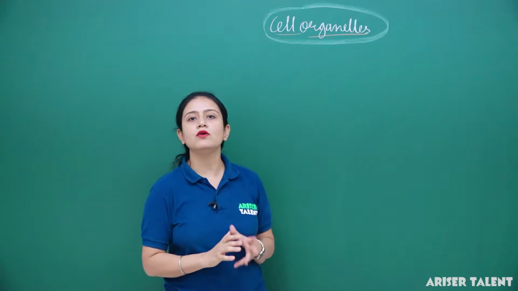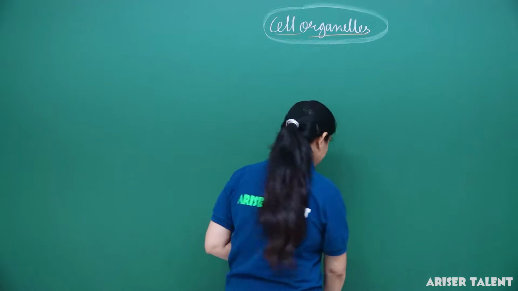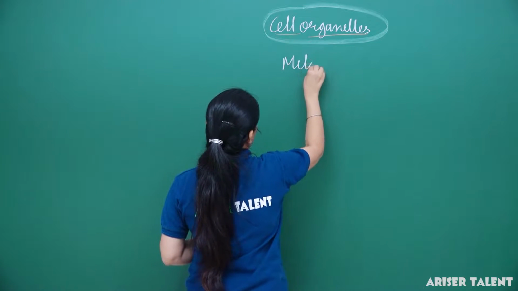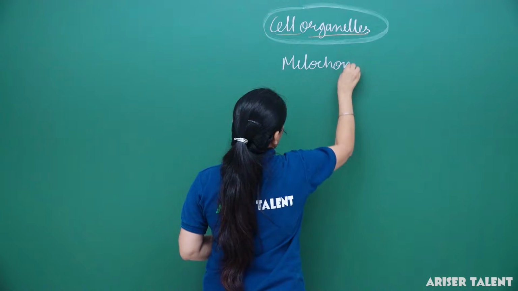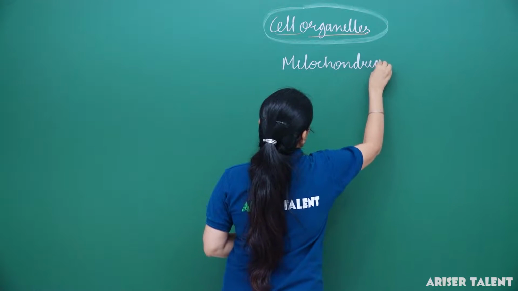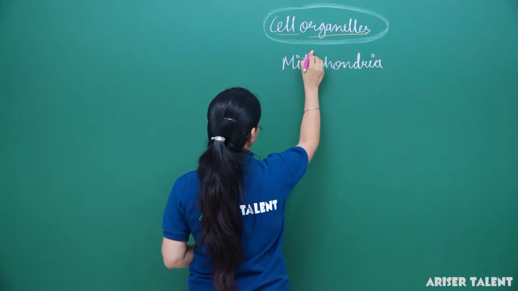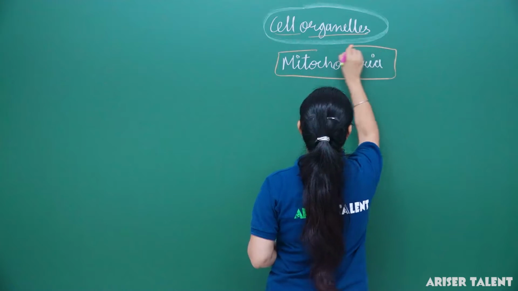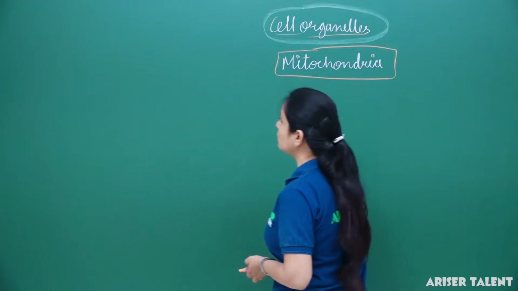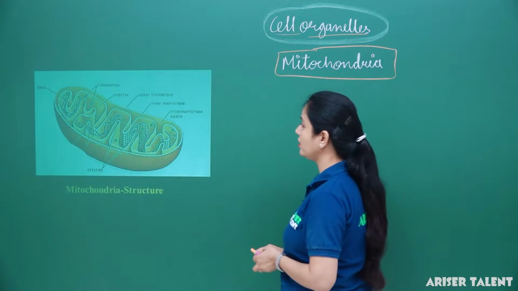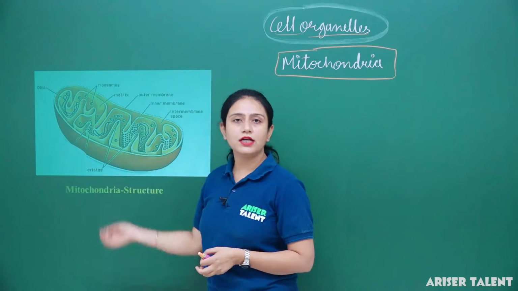Now we will talk about mitochondria. So here we will go with the structure of mitochondria. You can see the structure of mitochondria when you see it under the electron microscope.